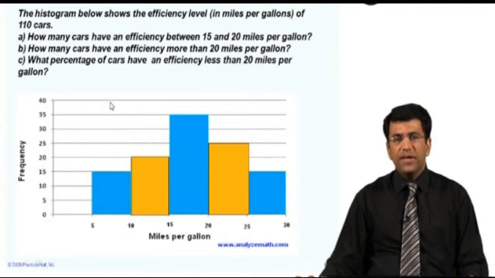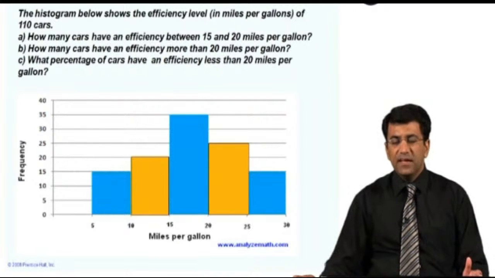Now from this diagram we can solve the problem of that car manufacturing company. Going through this diagram we can see the efficiency of the cars between 15 and 20 miles per gallon. This is the data for 15 to 20 miles per gallon, and what is the frequency? That is 35. It means that there are 35 cars that have achieved an efficiency level between 15 and 20 miles per gallon.